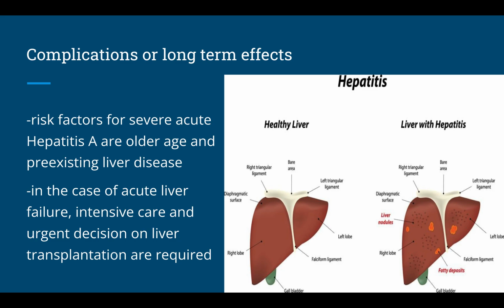And then in some extreme cases, you can have acute liver failure, which requires intensive medical care and usually the urgent decision on a liver transplantation. So usually if you have acute liver failure, then you're going to need a new liver. But that's pretty rare. It's less than 1% that if you get hepatitis A, you will have that failure.